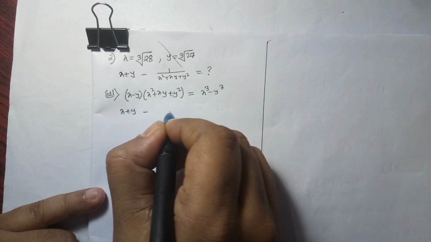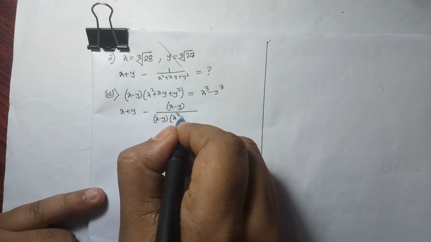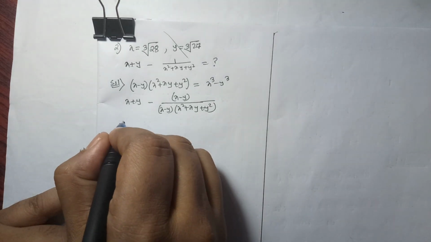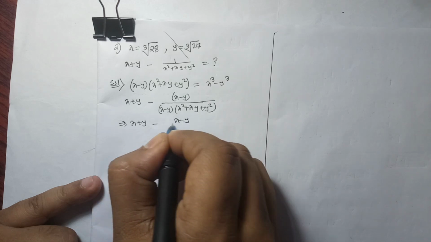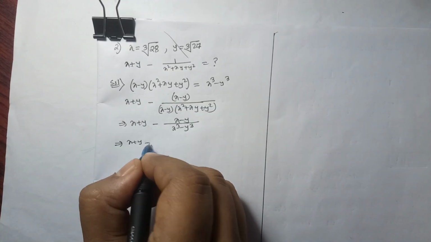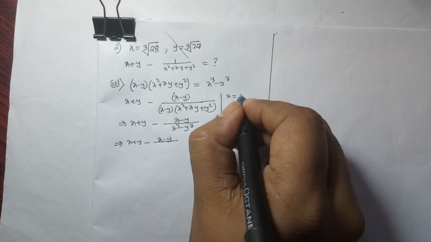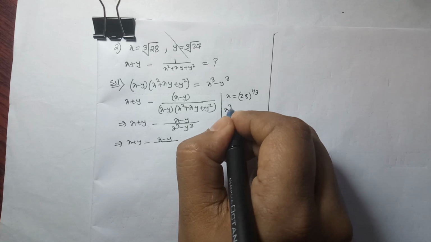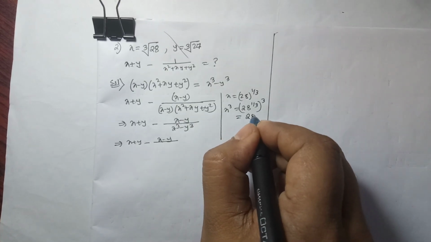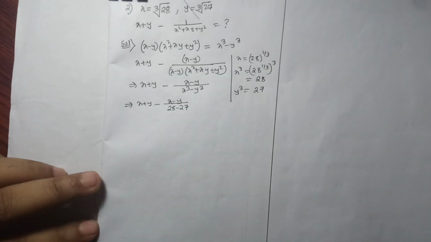So x plus y minus, so this is x minus y into x square plus xy plus y square, isn't it? I can write it like this. So this will give you x plus y minus x minus y by x cube minus y cube. So what is this? What is x cube? x is equal to 28 to the power of 1/3. So x cube will be 28 to the power 1/3 cubed, which is equal to 28. Similarly y cube is equal to 27, isn't it?